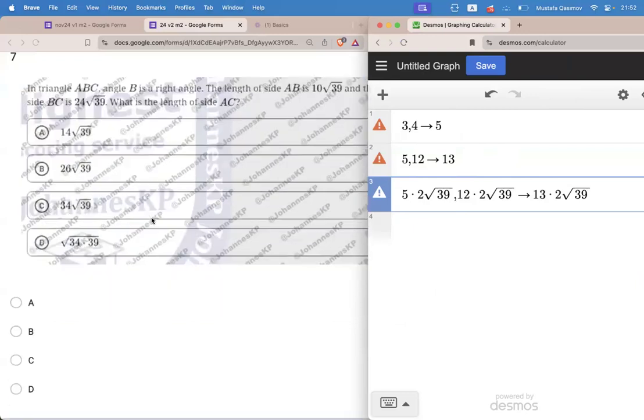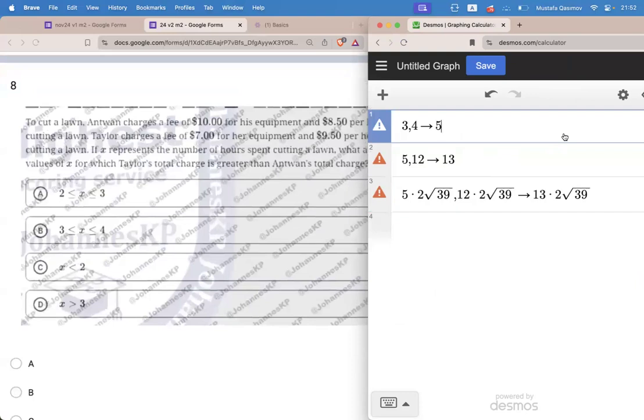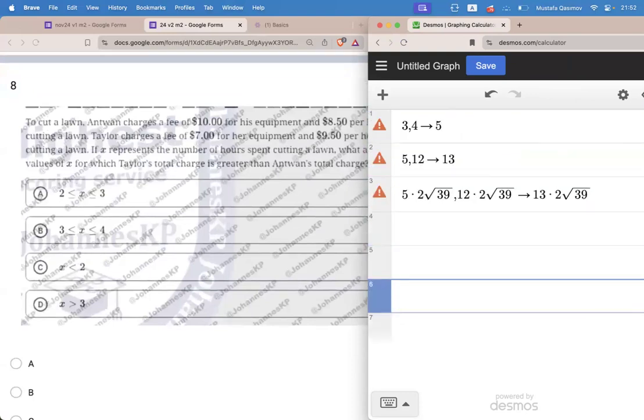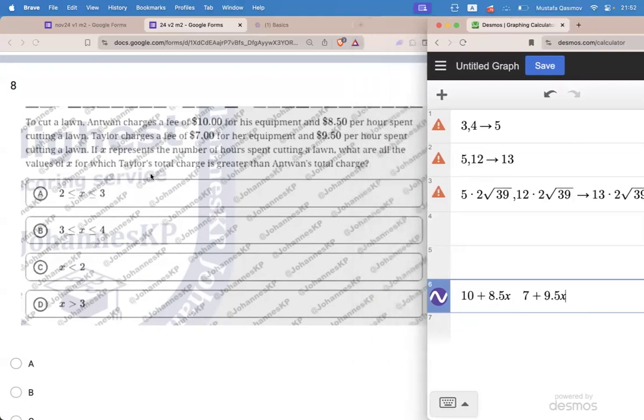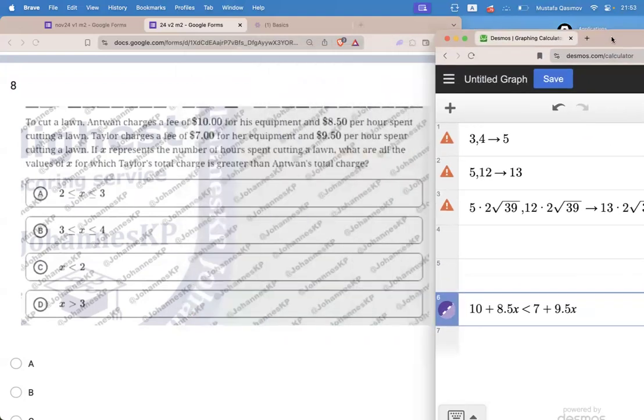Let's continue. The answer is B shortly. Here we have to create a function for both of them. For ant1, it is 10 plus 8.5 multiplied by the number of hours. Let's say it is x. For Taylor, it is 7 plus 9.5 multiplied by the number of hours. Then it says, for what value of x is Taylor's total charge greater than ant1's. Taylor is that one, so that one has to be greater than the first one. Then look at Desmos. Then you will get 3. So x is greater than 3. The answer is D.